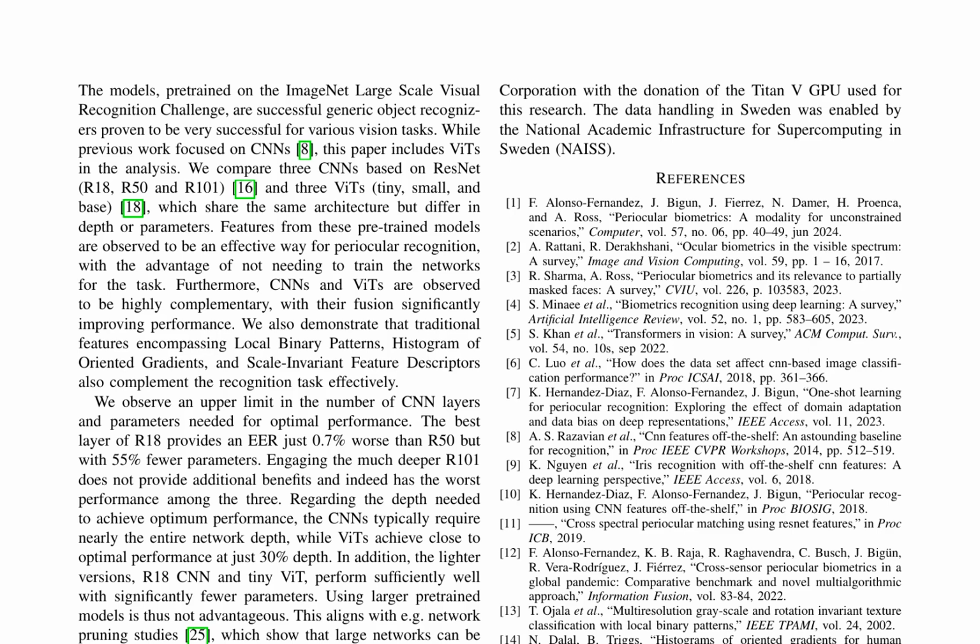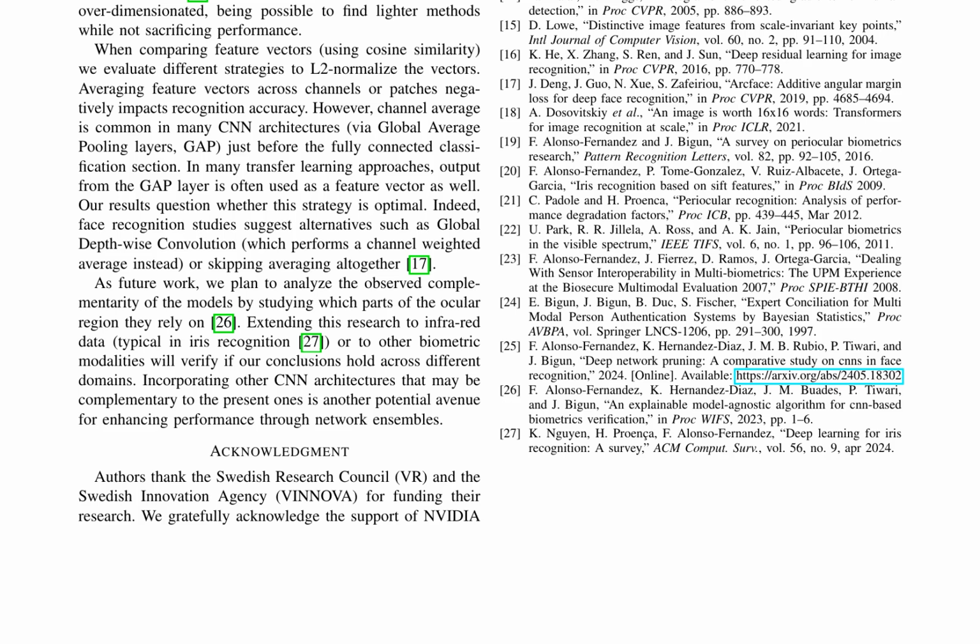The paper further discusses the implications of the findings, including the importance of not averaging feature vectors across channels or patches, and the potential benefits of incorporating other CNN architectures that may be complementary to the present ones. Future work includes analyzing the observed complementarity of the models, extending the research to infrared data or other biometric modalities, and incorporating other CNN architectures.